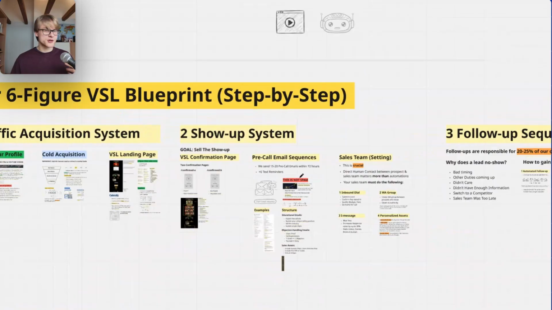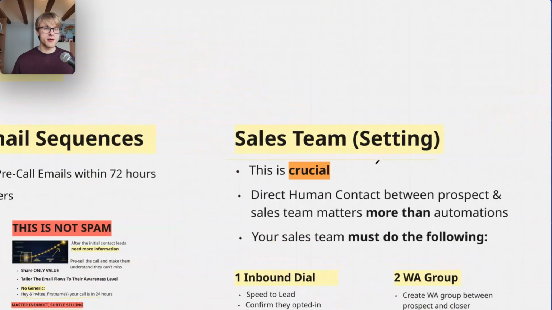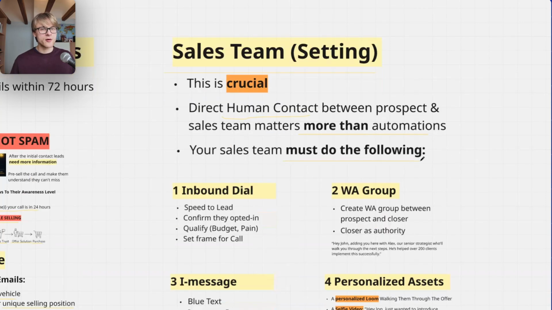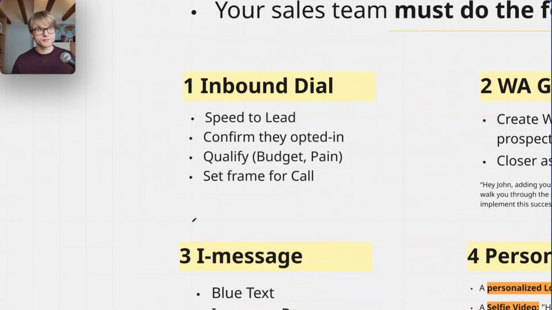Now, the third pillar of the show-up system is our sales team, and this one is so crucial. Of all the things that I told you, even if you don't have a confirmation page or a pre-call email sequence, the one thing you need to have dialed in for sure is your sales team. Because direct human contact between prospect and sales team matters more than any automation. Your sales team must do the following, and if not, go to them, fire them, and get a new one. Okay, maybe from our sales coaching offer.